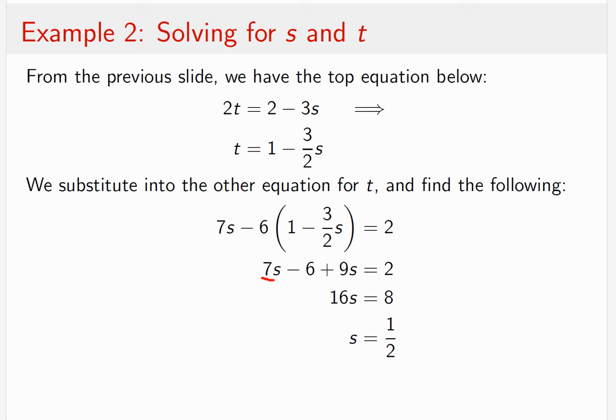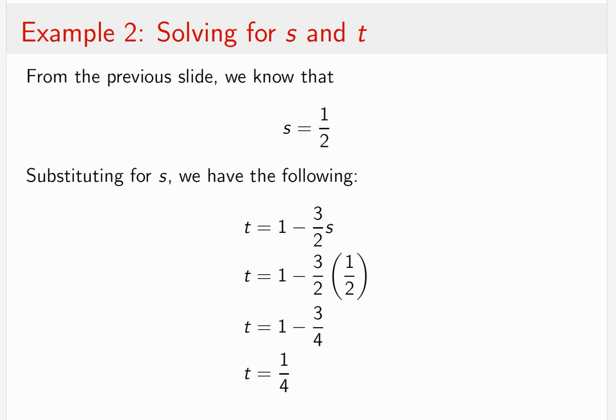So we have 7 s's and 9 s's, which is 16 s's. We add 6 to both sides and get 8. So divide through by 16, we have 8/16 or 1/2. Yay, this is going well, and this is going a little easier, right? We didn't start off with a 25, 30 seconds, right? We started off with a nicer fraction, and then we just plug in, right? So s is equal to a half, and we multiply it by the 3 halves, and we get 3/4. 1 minus 3/4 is 1/4, so we know that s equals a half, and t equals 1/4.